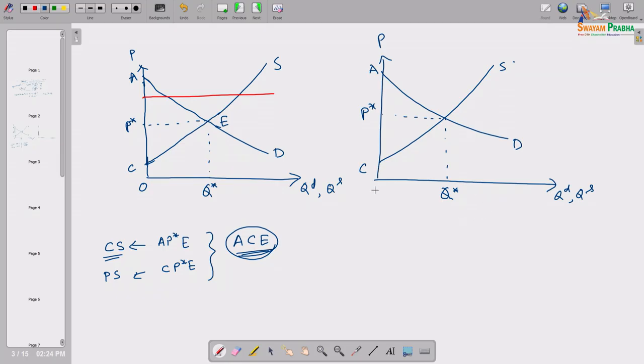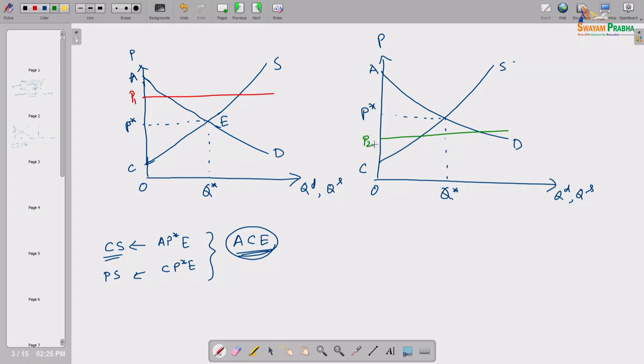What is OP star? That is the equilibrium price, and OQ star is the equilibrium quantity. So, this right panel and left panel are the same diagram domestically, but in the left panel we are considering that the red line is the international price level, say OP1. That can happen. Alternatively, the international price level is below the domestic equilibrium price level, say OP2.